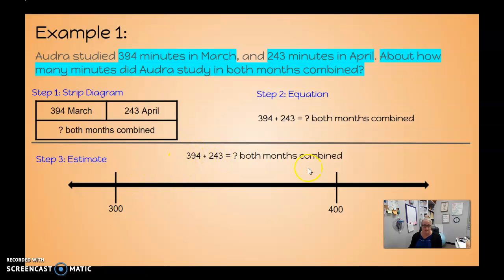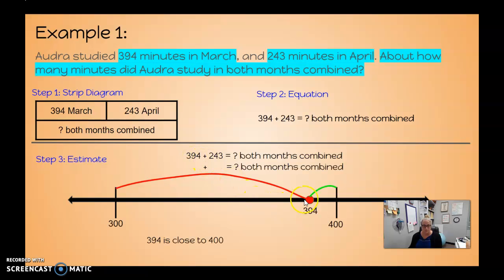After I have decided on my two benchmarks, I'm going to plot where 394 goes. Where do you think it's going to go? If you said it was going to go over here, you are correct. So I'm then going to draw my lines. So 300 to 394, 394 to 400. I know, because my line is shorter, that I'm going to go to 400, because that means it's closer.